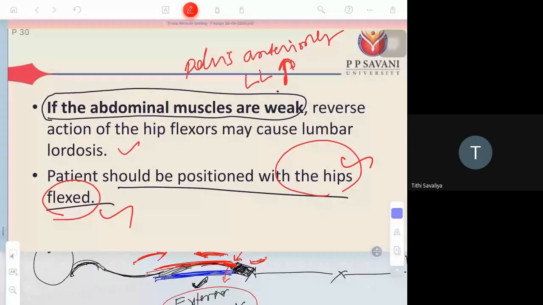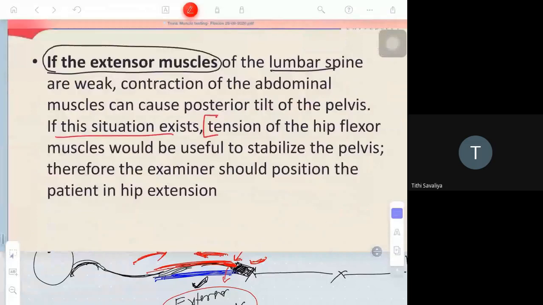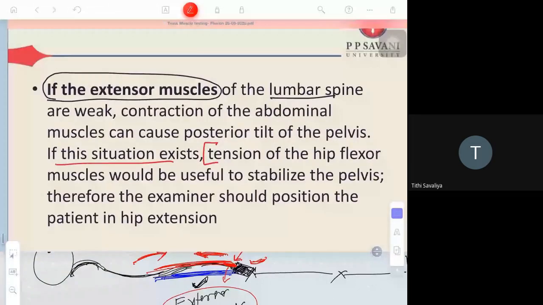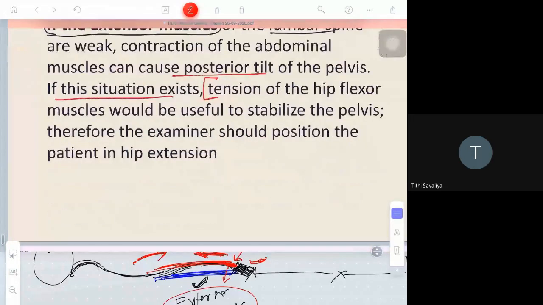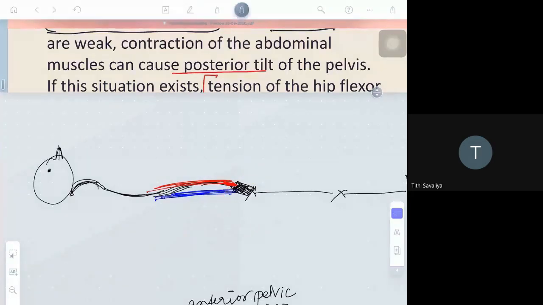Here, what is happening? The pelvis is tilting posteriorly. So if the pelvis is tilting posteriorly, what will you do? You will keep the femur in extended position.